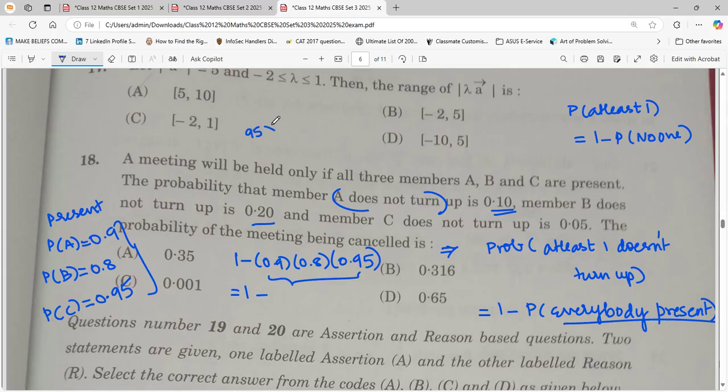So we have to calculate that. 95 into 7. 5 sevens are 35, so 3 carried over. 72 nines are 648 plus 36. That is equal to 684. So that will be 0.684. 1 minus 0.684. If you subtract it, you get 0.316. Okay, so we have this answer. 0.316. That is the correct answer.